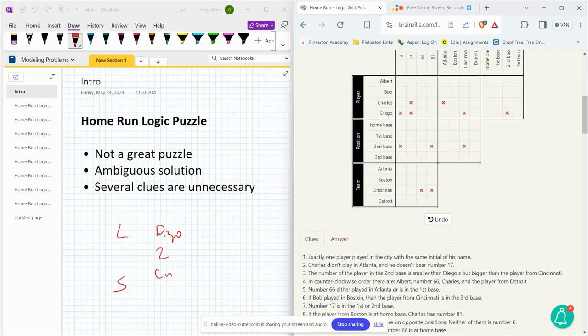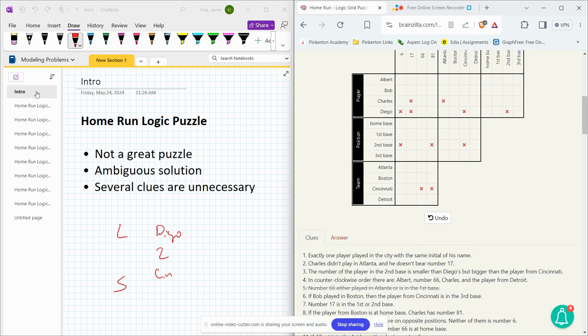Okay, clue number 4. In counterclockwise order, we're going to dive into this in a minute. But for right now, I know that neither Albert nor Charles can be number 66. They also can't play from Detroit, and I know 66 is not from Detroit. So 66 is either Atlanta or first base. All that gives me for right now is that Atlanta is not in first base, so I can cross that one out.